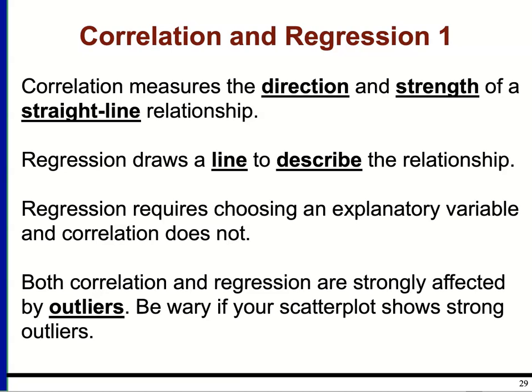In Chapter 14, we learned that correlation was going to measure the direction and the strength of a straight line relationship. So regression always is drawing a line to describe the relationship. Regression is going to require us to choose an explanatory variable, but correlation does not. Also, correlation and regression both are strongly affected by outliers. So if your scatter plot shows strong outliers, you do need to be cautious of this regression line that the computer is going to find for you.